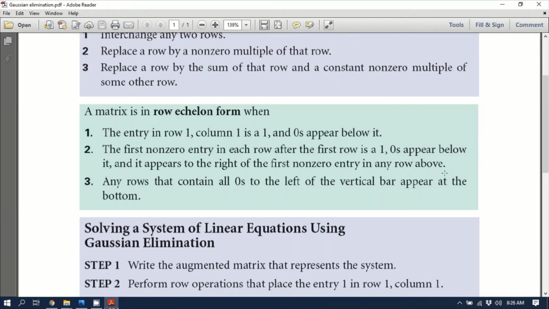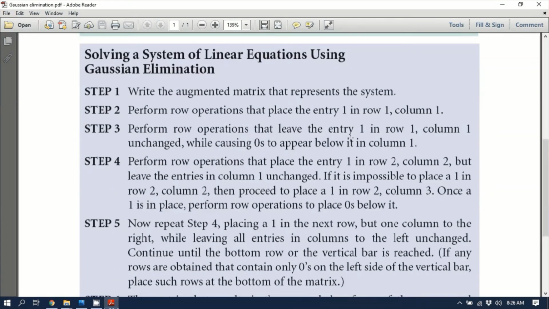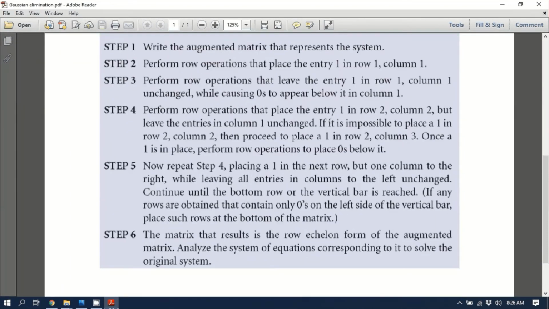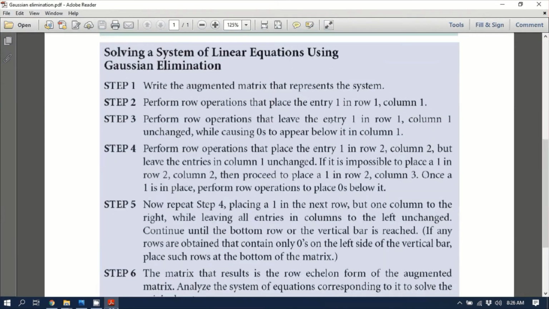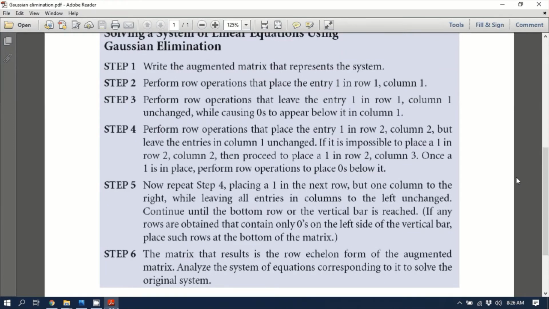So for the Gaussian elimination algorithm, let me make it smaller here so we can fit it on the same screen. I'm not going to read the whole thing. I strongly encourage you to print this piece of paper. It's given in Blackboard as well. All these steps are a description of how to produce this row echelon form.